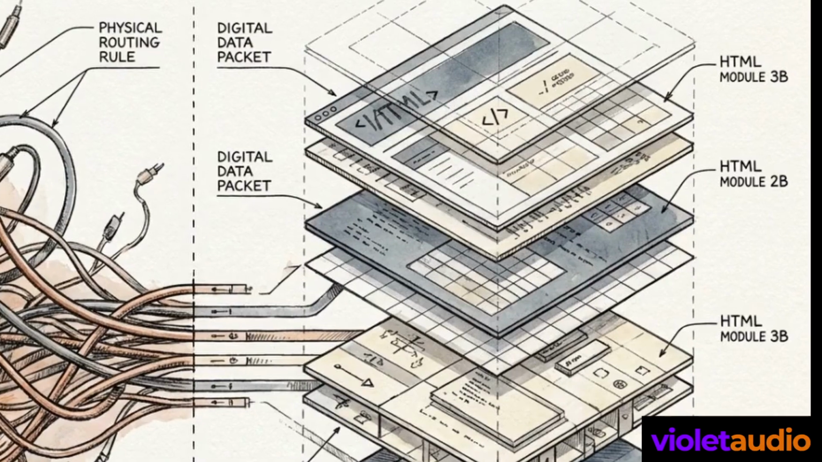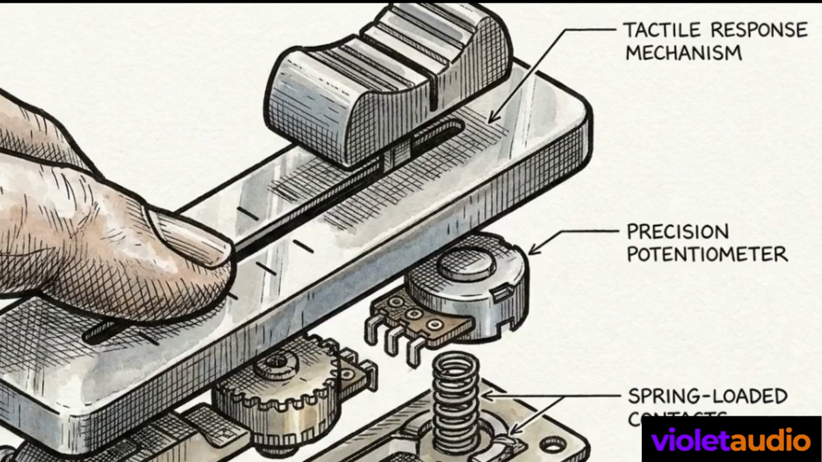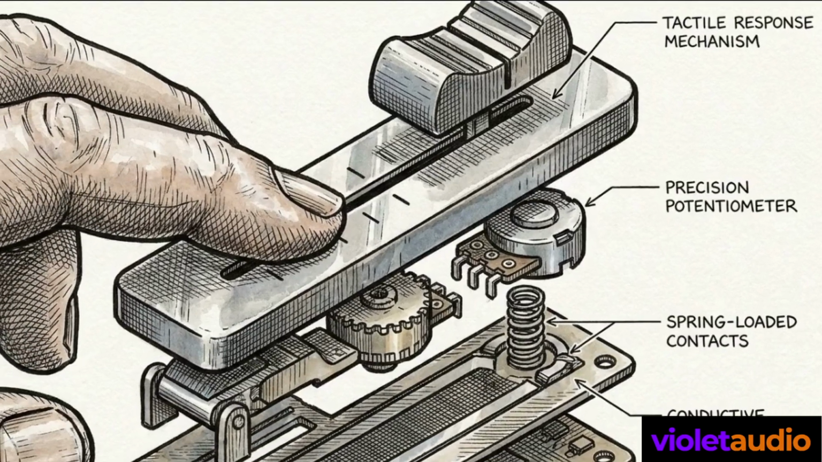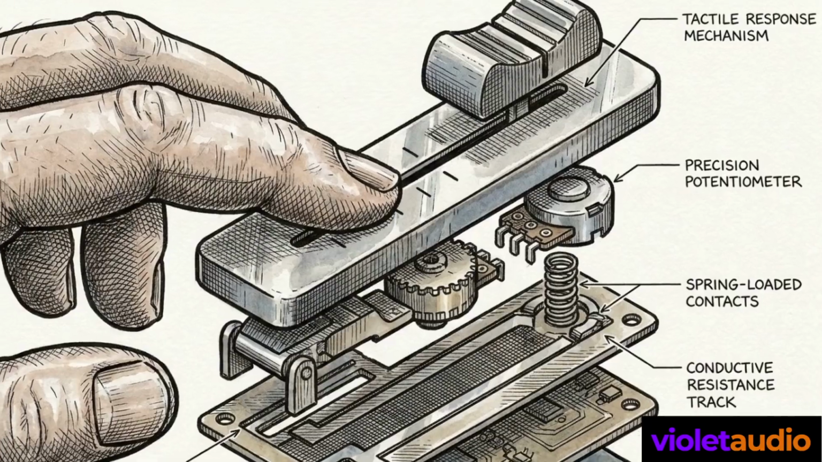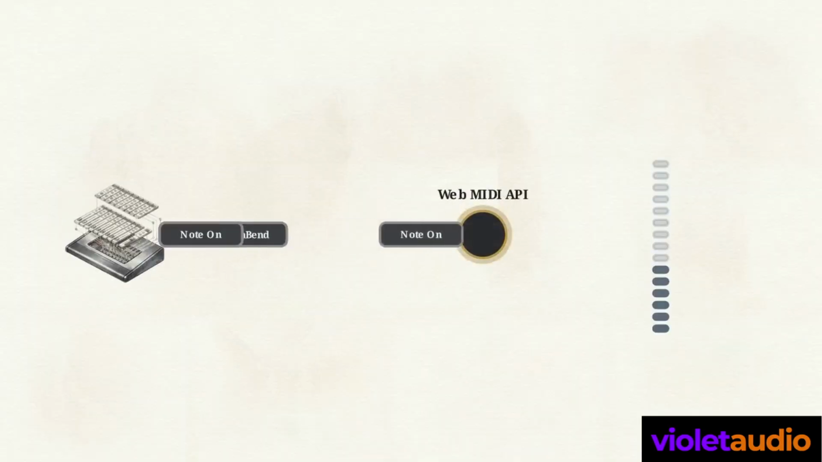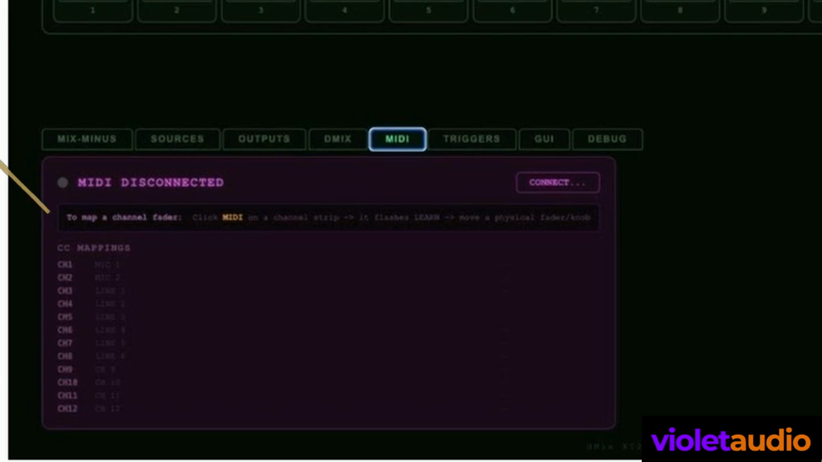While a virtual interface provides layout flexibility, fast-paced live broadcasts still rely on the muscle memory and tactile response of physical faders. To bridge this gap, the software utilizes the browser's native Web MIDI API to ingest standard Mackie Control Universal Protocol data. In the MIDI panel, continuous control inputs from external hardware devices are directly mapped to specific virtual channels.